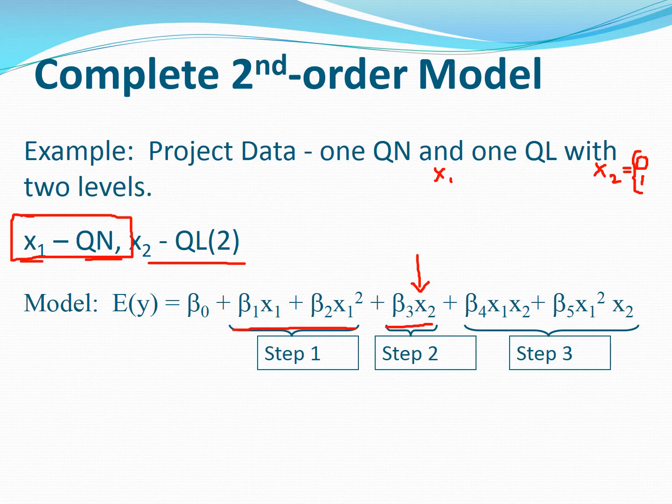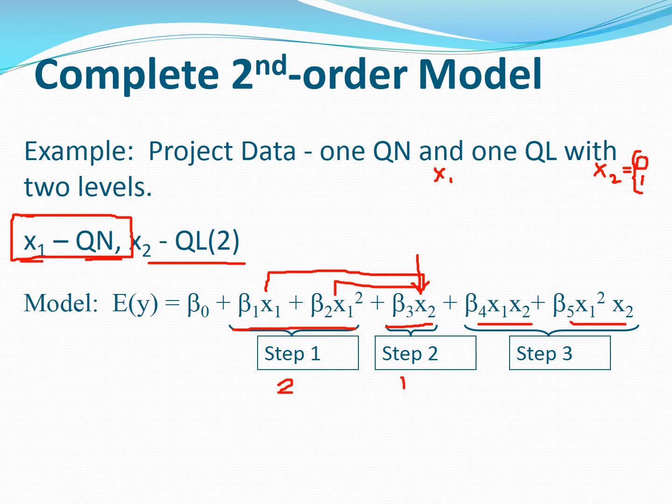And then look what I did in step 3. So step 1 is done here. Step 2 is here. And now in step 3, I take all the step 1 terms and interact them with all the step 2 terms. So the x1 from step 1 gets interacted with the x2. That's this guy right here. The x1 squared, this guy, also gets interacted, and that's what gives me this term. And I'm done.